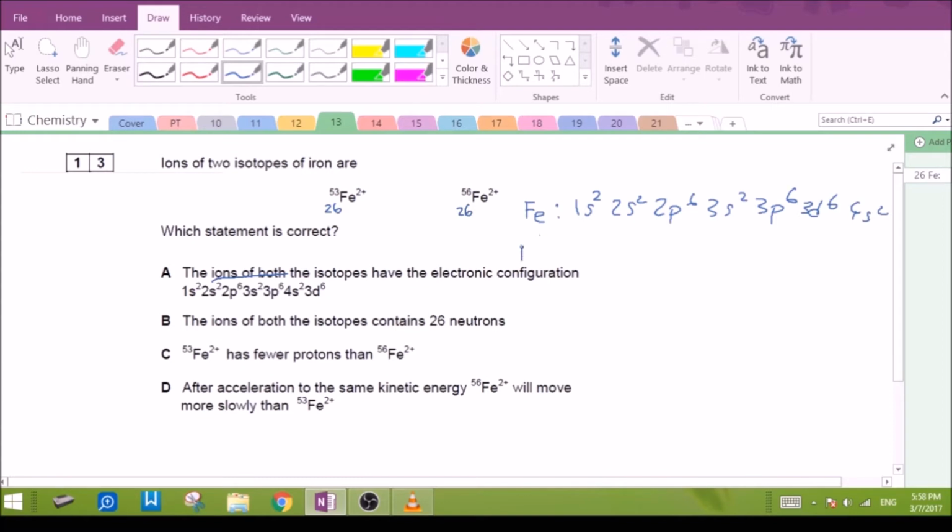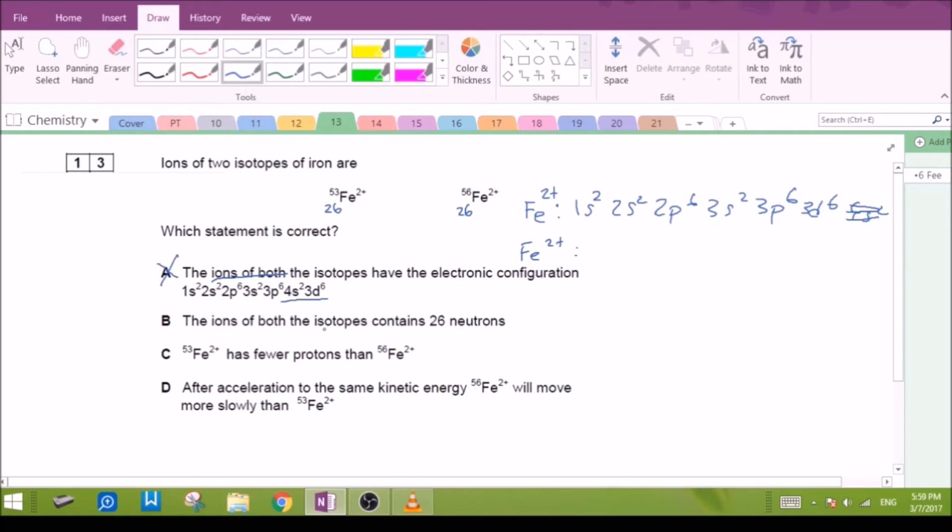For the ion, it must lose 2 electrons, and you'll be losing 2 electrons from the 4s shell. So this is the configuration for the iron ion, right, which does not fulfill what was written in option A. Right, option A, it seems that it's actually writing down the configuration for the iron atom.